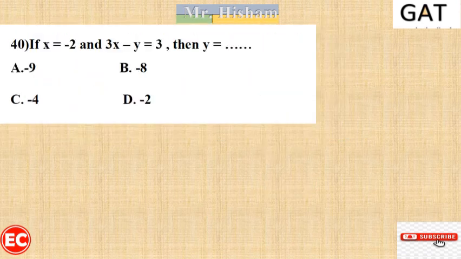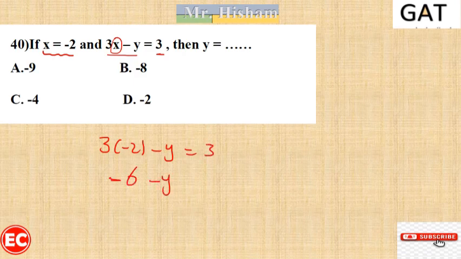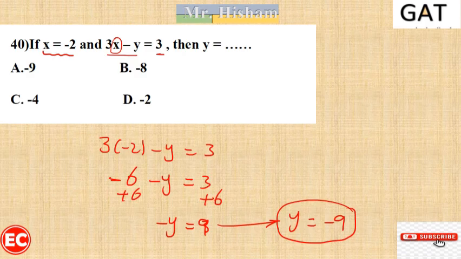Question number 40. If x is equal to negative 2 and 3x minus y is equal to 3, I'm going to replace this x with negative 2. So 3 multiplied by negative 2 minus y is equal to 3. So negative 6 minus y is equal to 3, by adding 6 to both sides. So negative y is equal to 9. And since negative y is equal to 9, y is equal to negative 9 by taking the additive inverse of both sides. So the right answer is A.